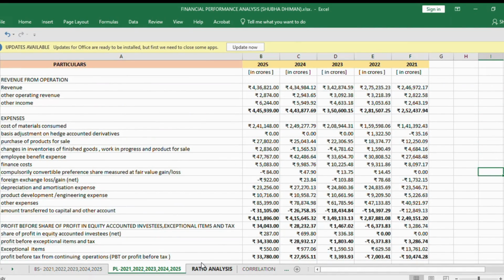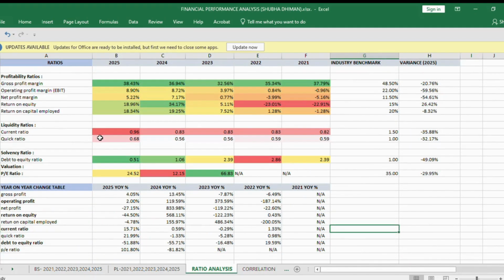Next, I have calculated the key financial ratios. I looked at the profitability, liquidity and solvency ratios. To ensure accuracy, I used the following standard formulas. For gross profit margin, I have used the formula gross profit divided by revenue into 100. This shows the percentage of sales remaining after paying for the goods sold. For gross profit, I have used the formula revenue minus cost of material consumed.